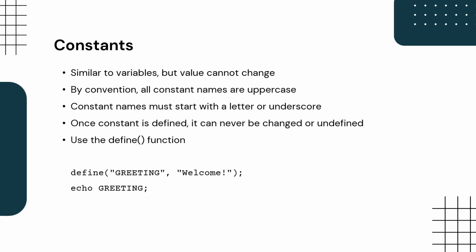Now, constants are similar to variables, except their value can't change. They're defined using the define function. So in this example, we use the define function. This is the actual name of the constant, okay? And then this is the value that's being stored in it. And then here we're printing out the value of that constant. Constants are often used for configuration values.